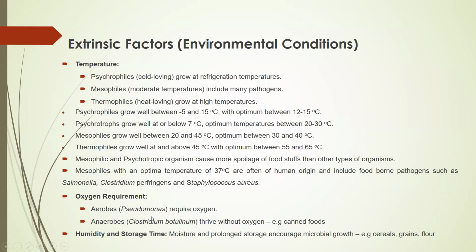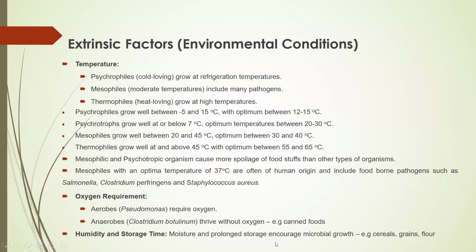Then we have the anaerobes. Anaerobes often affect our bottled or canned food because anaerobes can survive under anaerobic conditions. So you may think that you have a canned sardine or bottled juice, packaged juice without oxygen, but they can survive if during the production, before canning or before bottling, the food has already been contaminated. So you can have organisms like Clostridium botulinum that can thrive without oxygen in your canned food or your bottled drinks. Humidity and storage time.